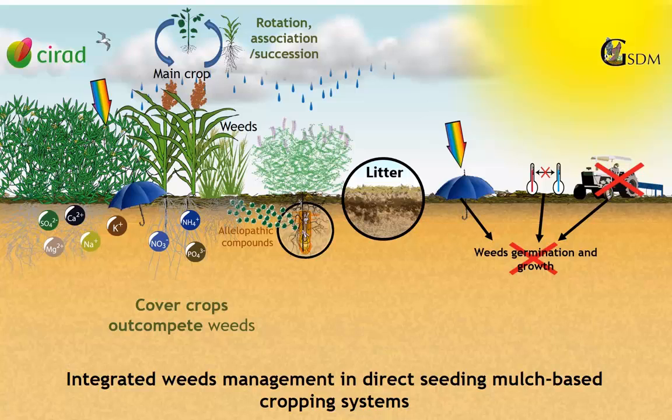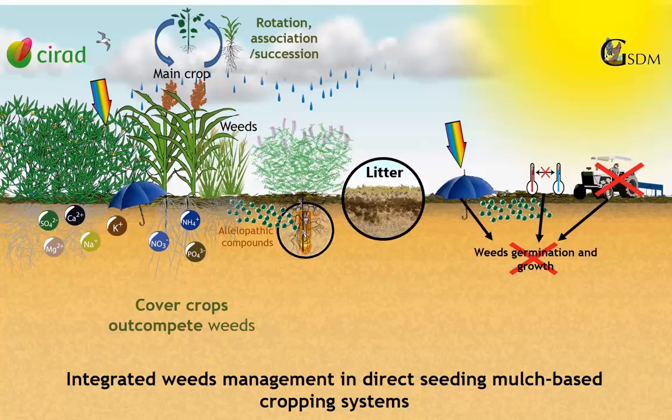In addition to this, the decomposition of cover crop residues may release other allelopathic compounds, limiting the growth of weeds. Thus, the efficiency of weed control by cover crops is a combination of competition, allelopathic compounds, litter thickness, and decomposition rate. The slower the decomposition of cover crop residues is, the longer the control of weeds will be.